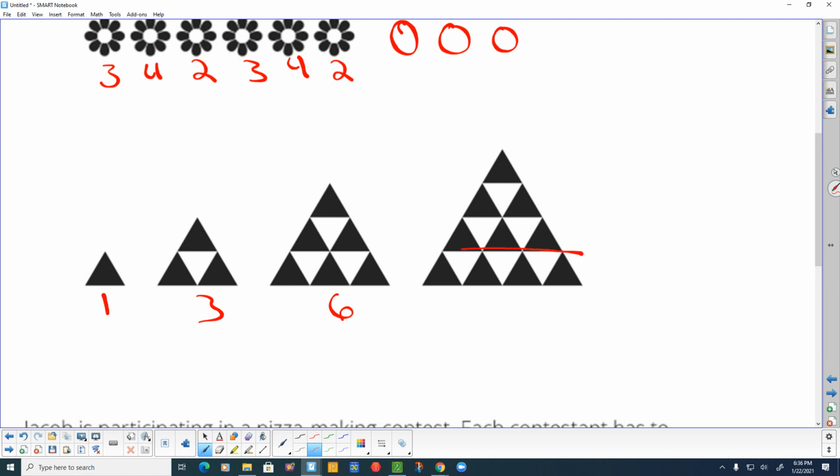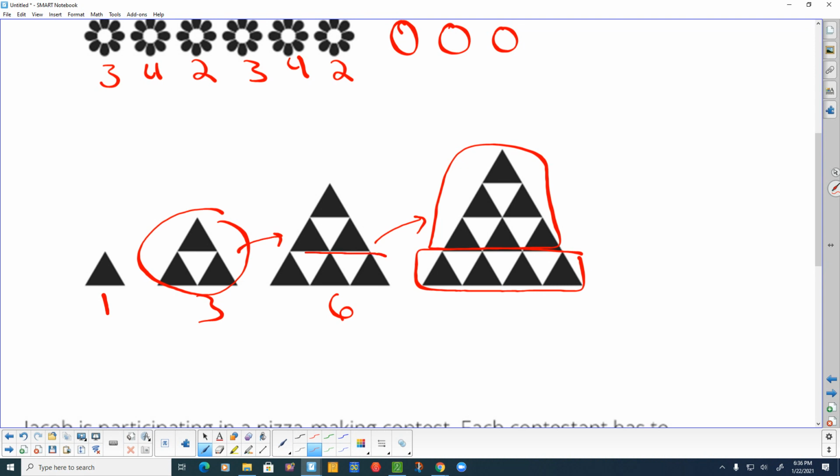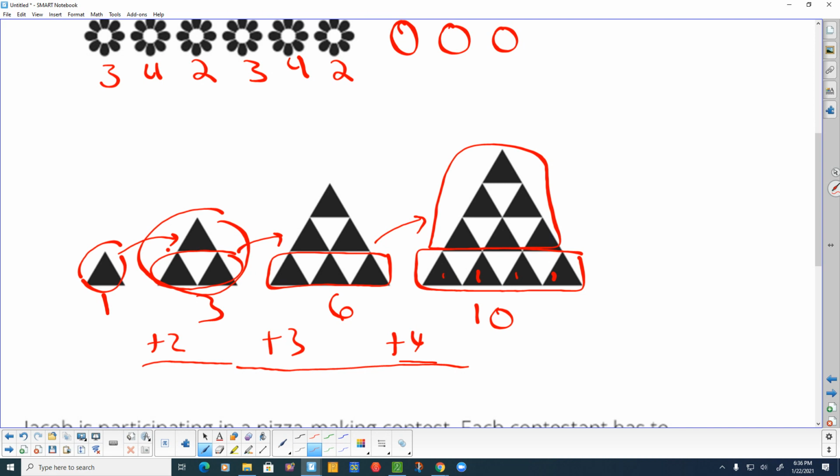I'm seeing that this is being added to the bottom. This one is right here, and the bottom is being added. Same with this. This one is right here, and the bottom is being added. So 6 plus 7, 8, 9, 10. I added 4. This is plus 4, plus 3, plus 2. I see the pattern here. So I'm probably going to add 5 to get the next shape, plus 5 to get 15, plus 6 to get 21, etc. It goes forever. It's a never-ending sequence.